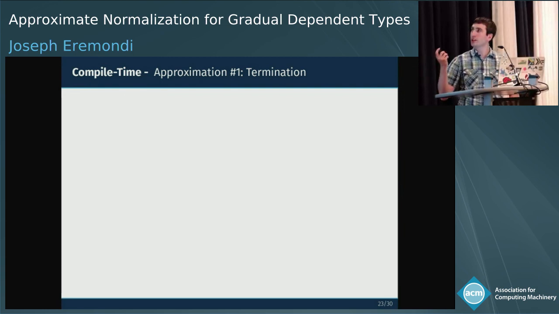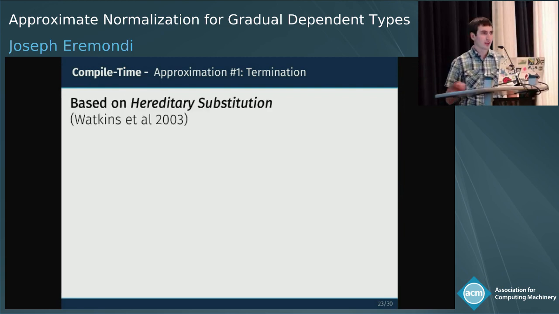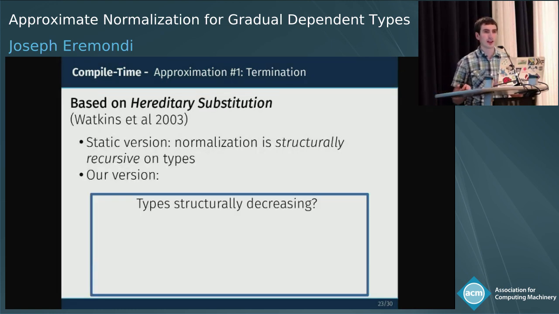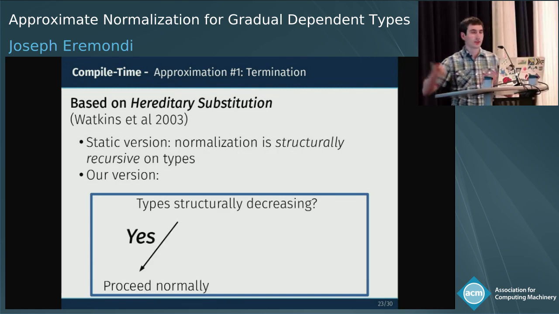And so the first one is for termination. And so we base this on hereditary substitution, which, if you haven't seen that before, is a way of structuring normalization where there's a nice structural argument for why it's decreasing and why it's terminating. And so we adapt that and we say, we just manually inspect that. We say, are the types structurally decreasing as we evaluate? And if they are, then this is good. We can safely proceed knowing we're working towards termination.